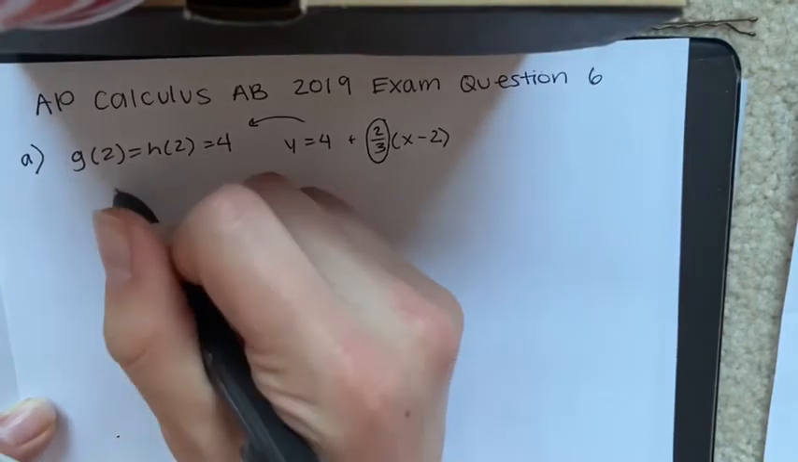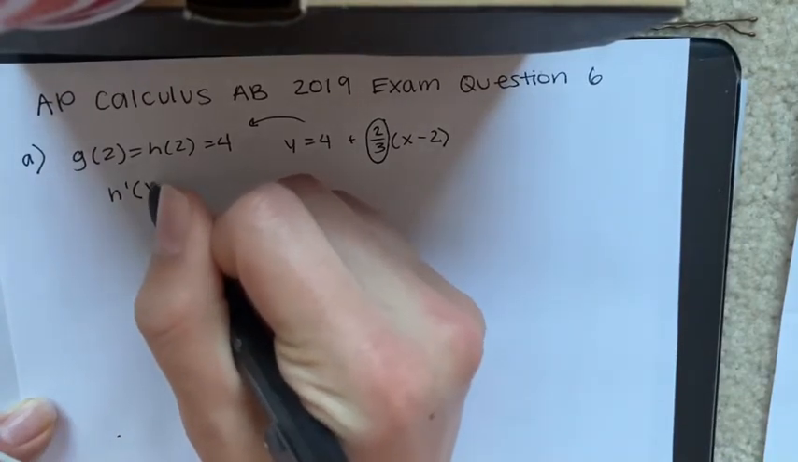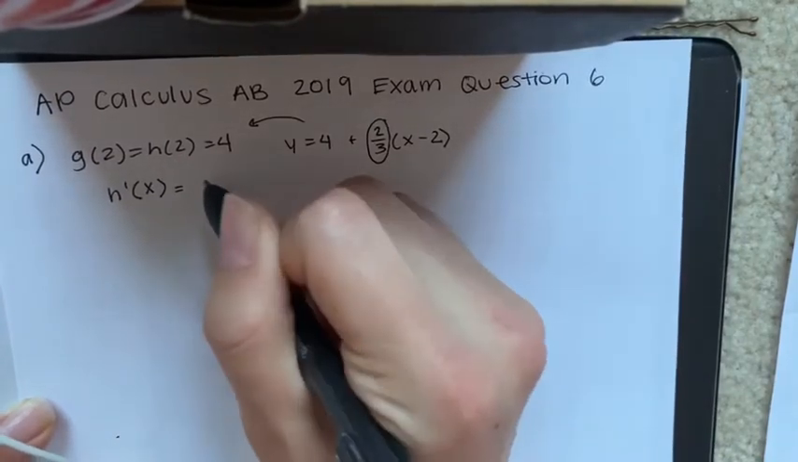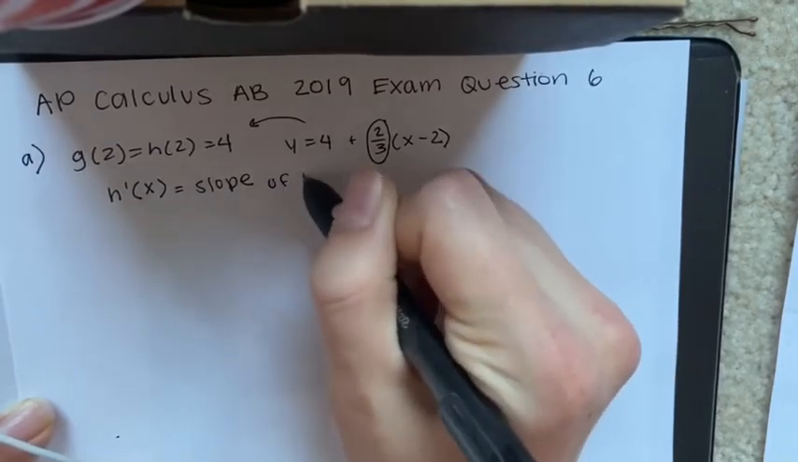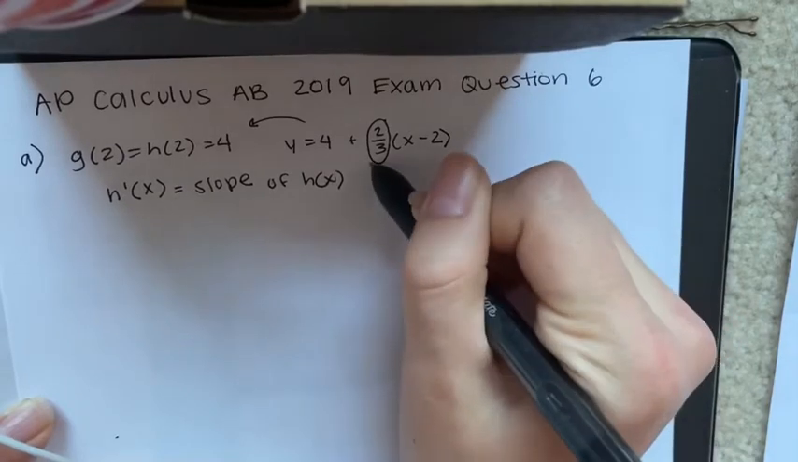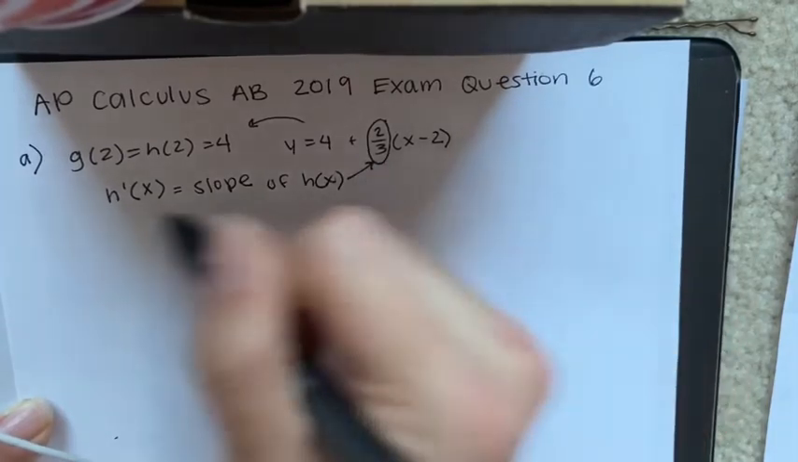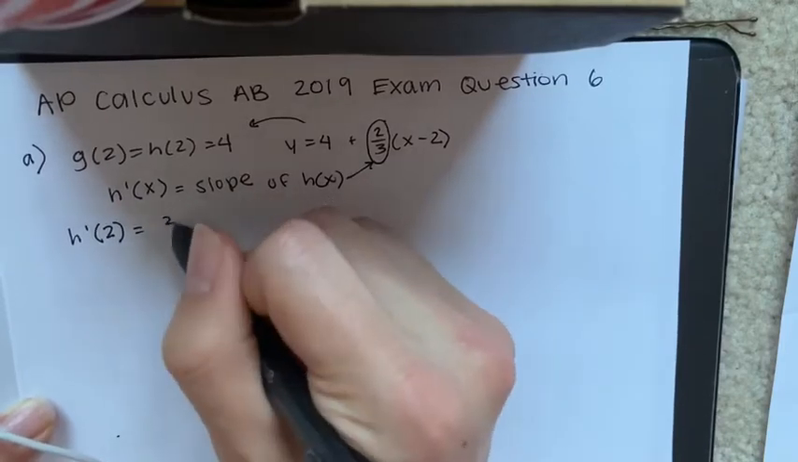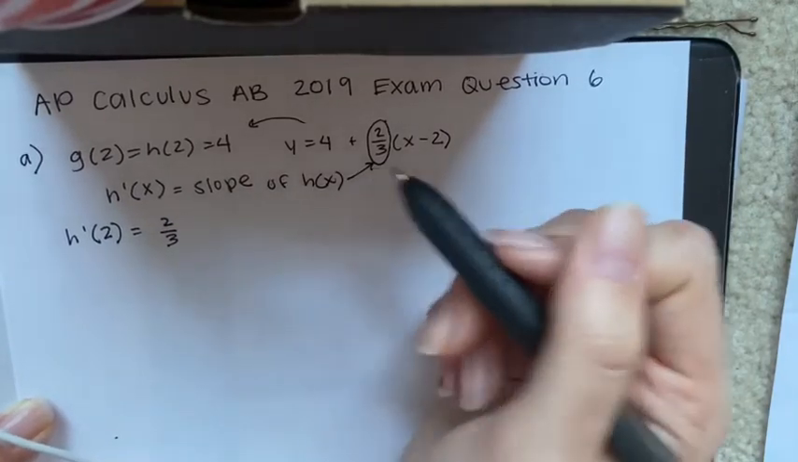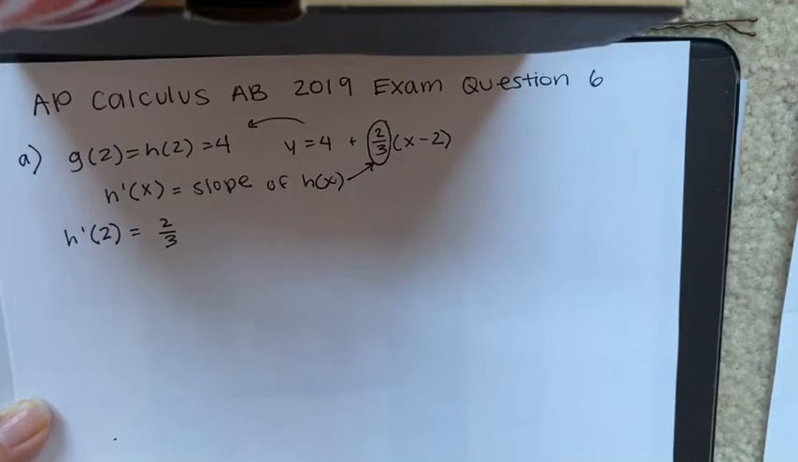And we remember that when we take the derivative, h prime of x is the slope of h of x. So this is the slope. So h prime of 2 equals 2/3. Okay, so on that one, there's only 1 point, and it's just going to be with the answer.